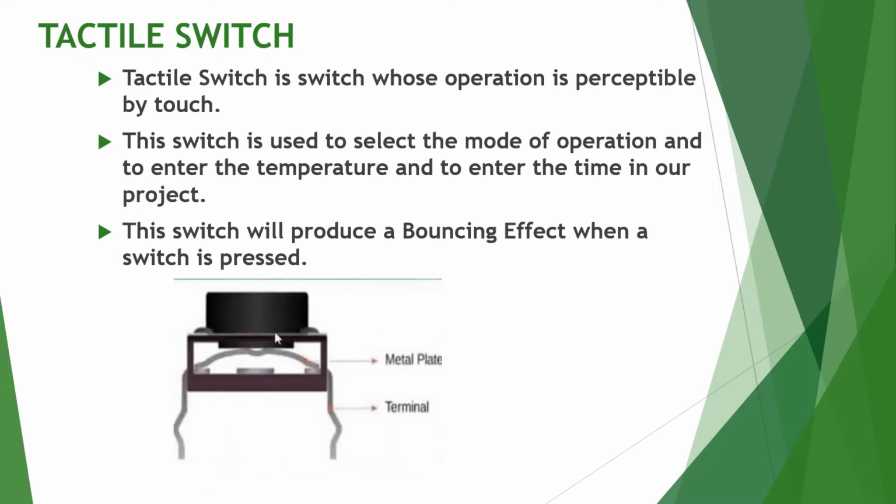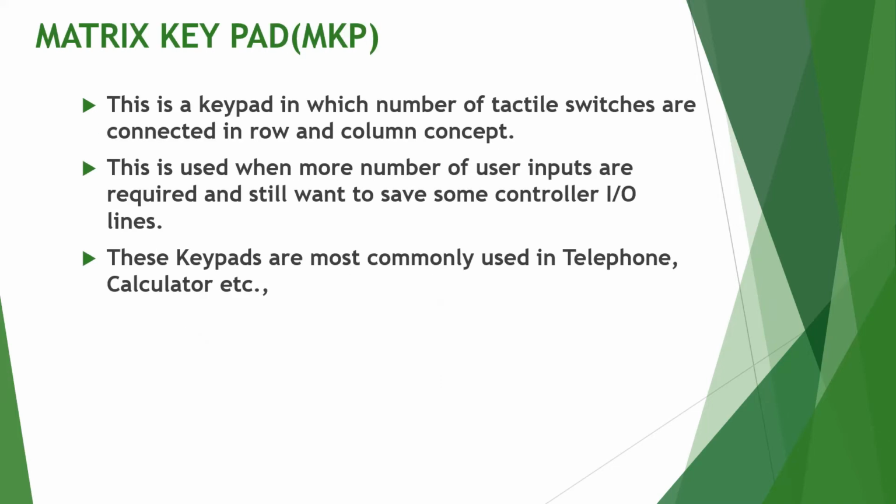Then comes the tactile switch. A tactile switch is a switch whose operation is perceptible by touch. The switch is used to select the mode of operation and is suitable for entering the temperature and the time in which our project must be accomplished. This switch will produce a bouncing effect when pressed. Then comes the matrix keypad. This is a keypad in which a number of tactile switches are connected in rows and columns. This is used when more user inputs are required and we still want to save some controller input and output lines. These keypads are most commonly used in telephones and calculators.